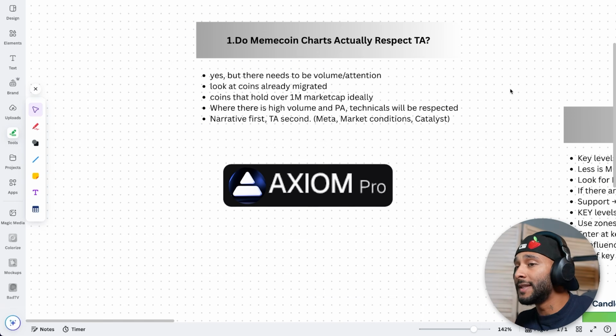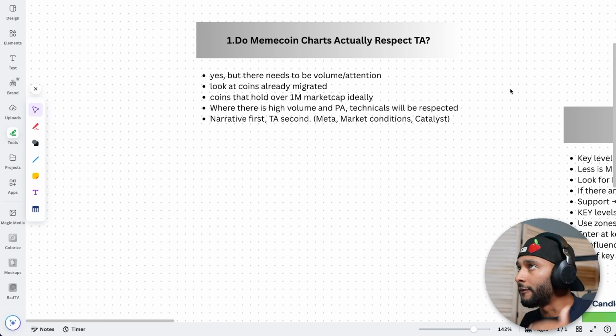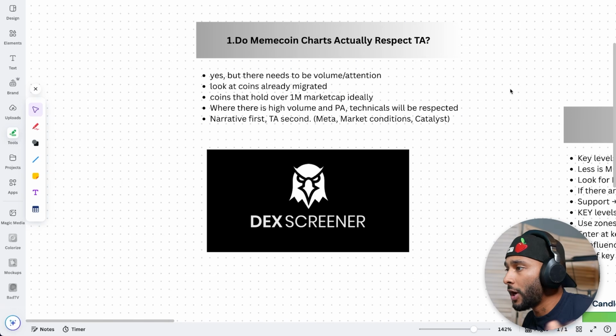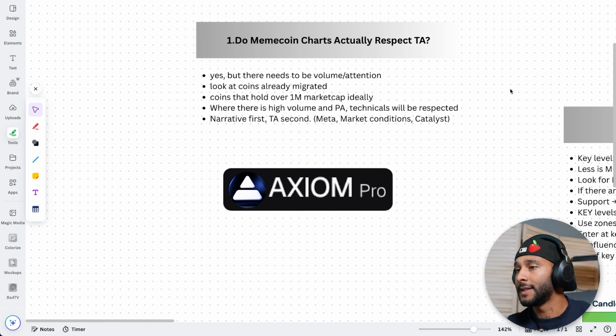Now on Axiom, you're gonna head over to migrated and look at what's been holding up for the day, and you're just gonna keep it on a watch list. Now after that, I usually go on Dex Screener. Axiom is just where I place my trades. Best fills, Axiom is where you're gonna lock in.